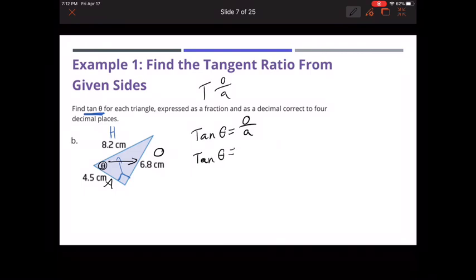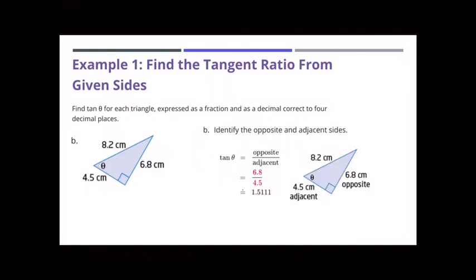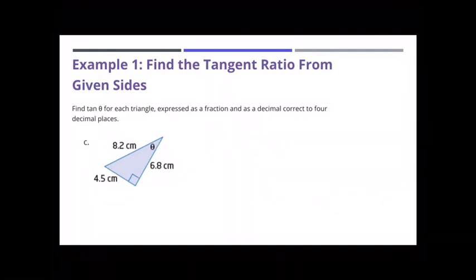Tan theta equals 6.8 over 4.5. And if we were to put that into a calculator, it would be approximately 1.5111. Answer in the book, same as ours. And again, this is just continuing practice, finding tan theta.